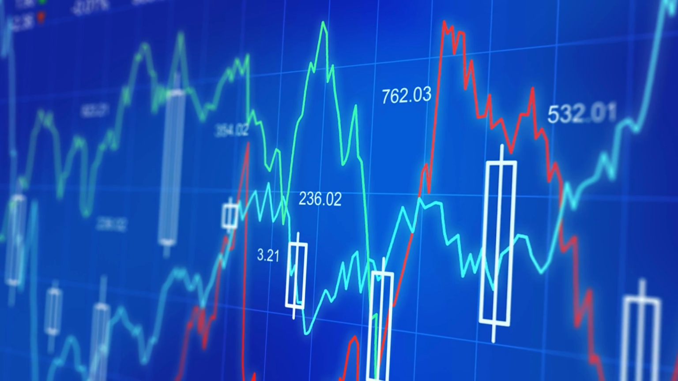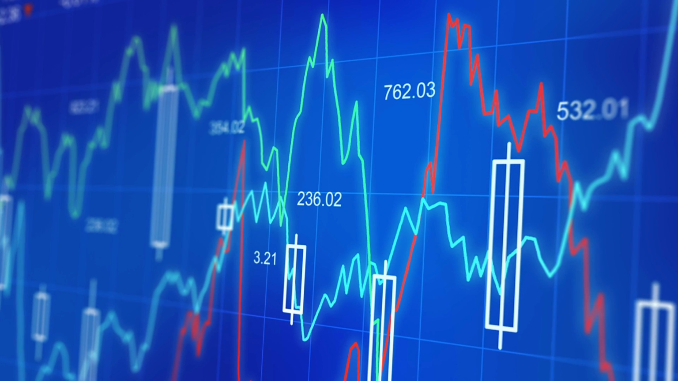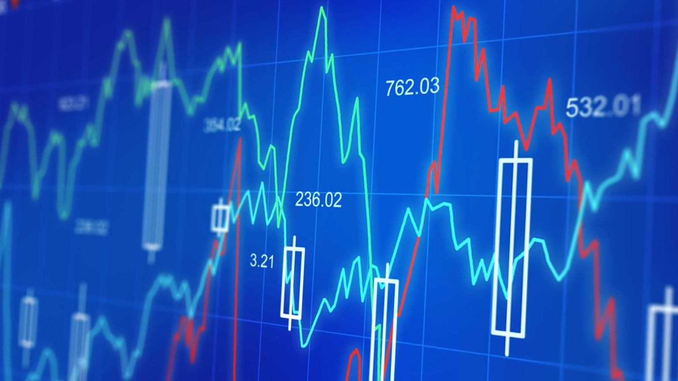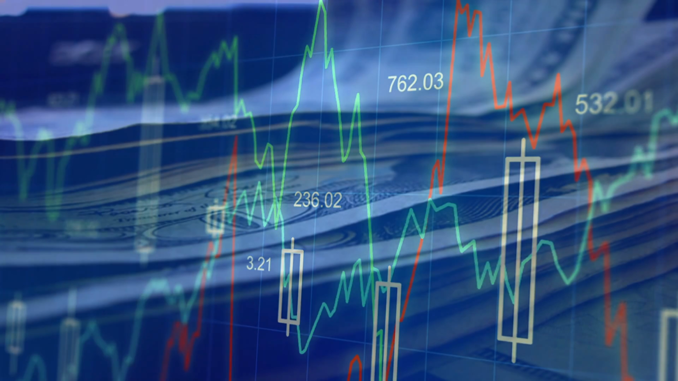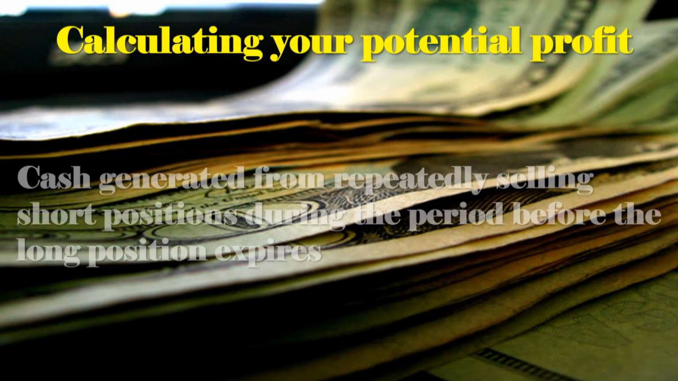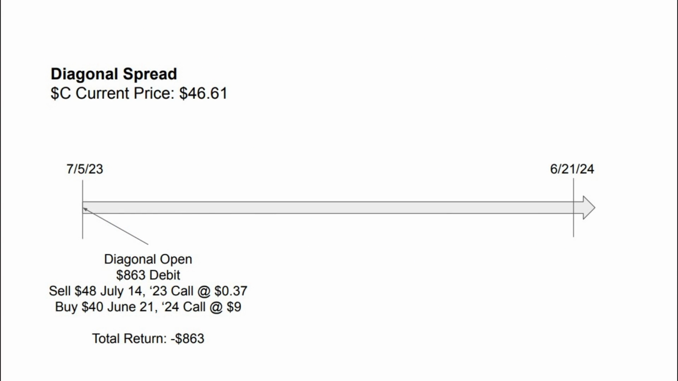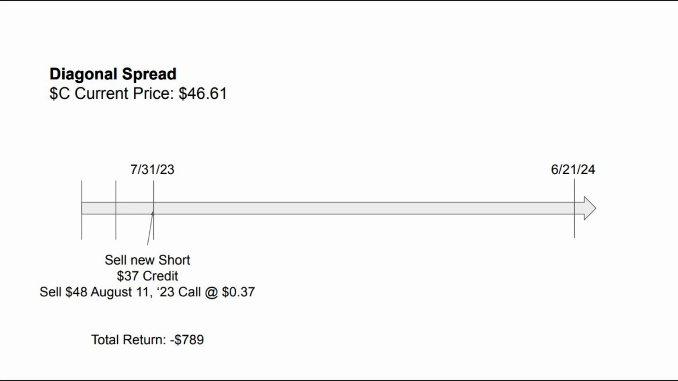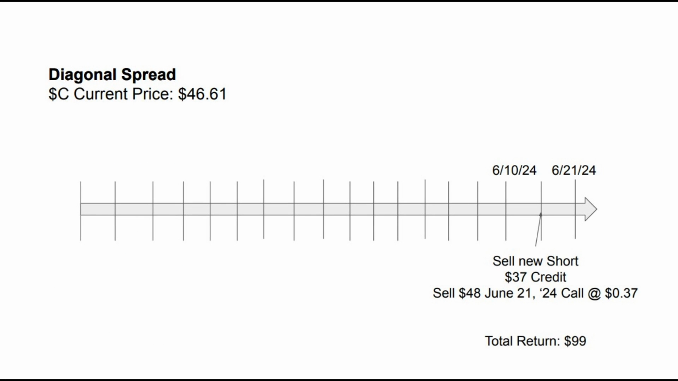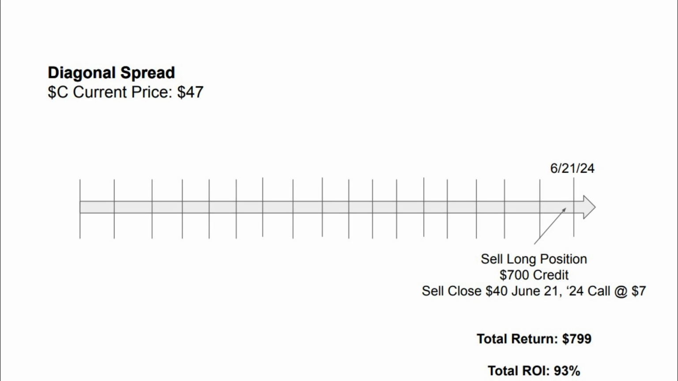Because stocks typically rise over the long term, and the risks I mentioned before, it's usually better to enter a diagonal with calls as a bullish spread. The profit potential is based on the amount of cash generated from repeatedly selling short positions during the period before the long position expires. If the calendar spread is long and you open your short positions with near-term expiration dates, you should be able to do this many times over before the long position expires. Additionally, depending on how in the money the long position is when it's closed or exercised, there is the potential for profit there as well.